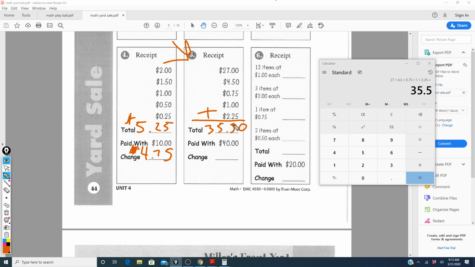When you subtract, you pay with your $40, and you subtract the amount that you're buying, which is $35.50. When you do that, 40 minus 35.50 will give us $4.50 of change. All right.